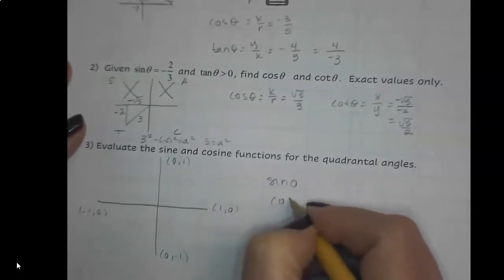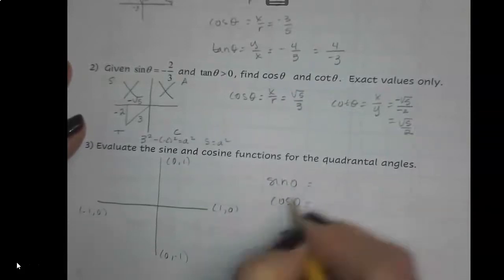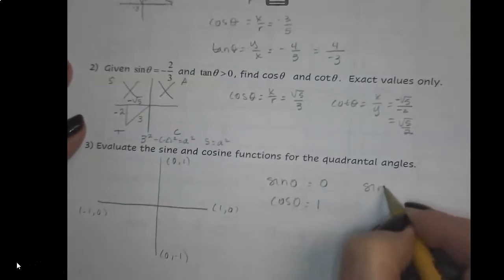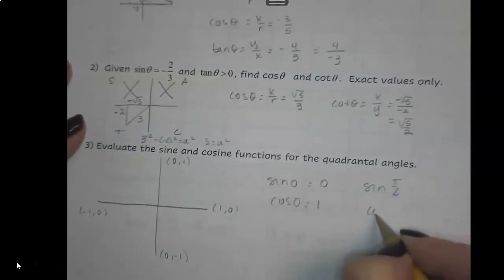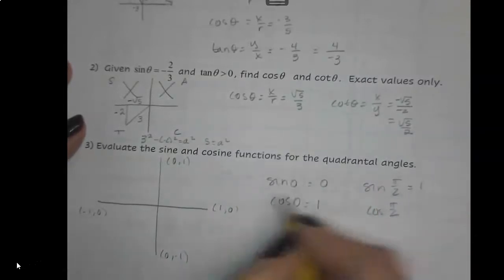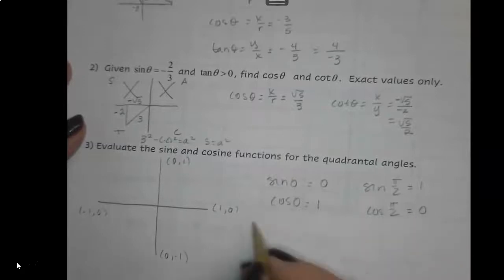Sine of 0, cosine of 0. We can just use our x and our y, so 1 and 0. Okay. Sine of pi over 2, cosine of pi over 2. Just going to use our x and y's. Y is 1, cosine is 0.